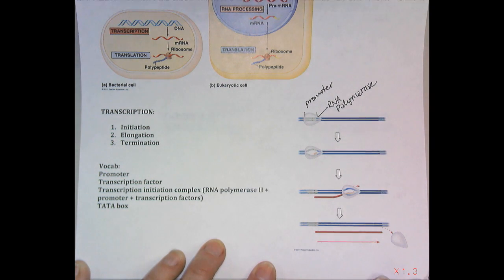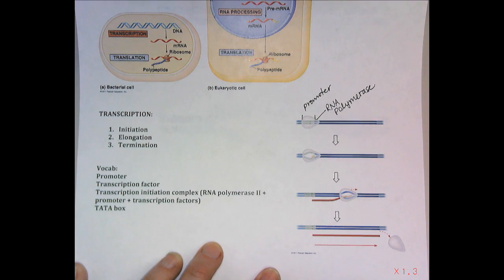All right, and then at the end of this sequence, we have what's called a terminator. And the terminator, kind of obvious, is where we stop transcription. And so the terminator will be right here at the end of the gene.